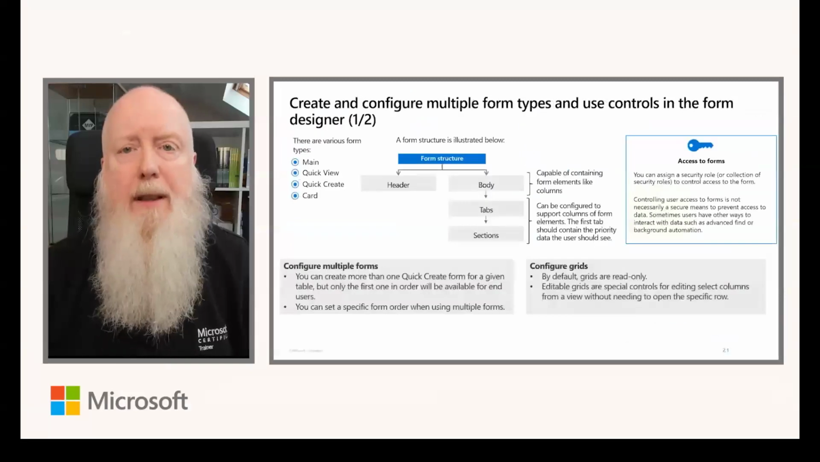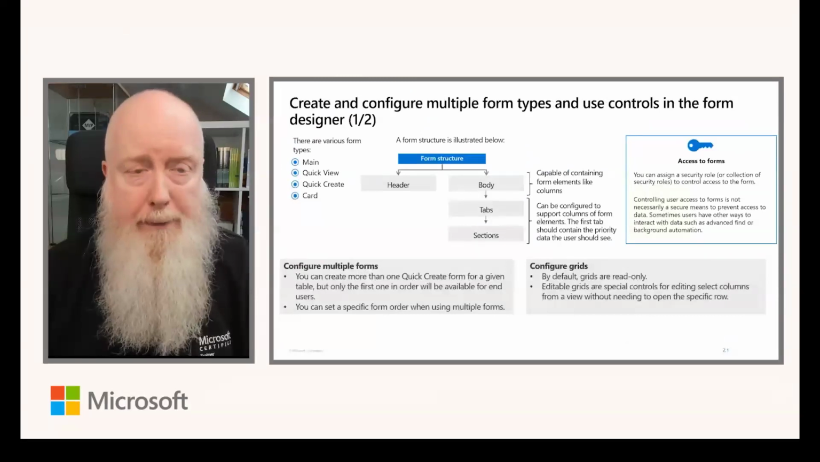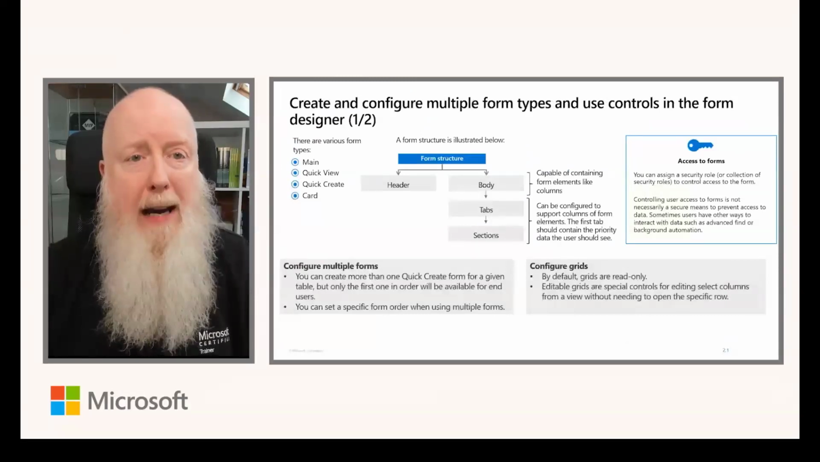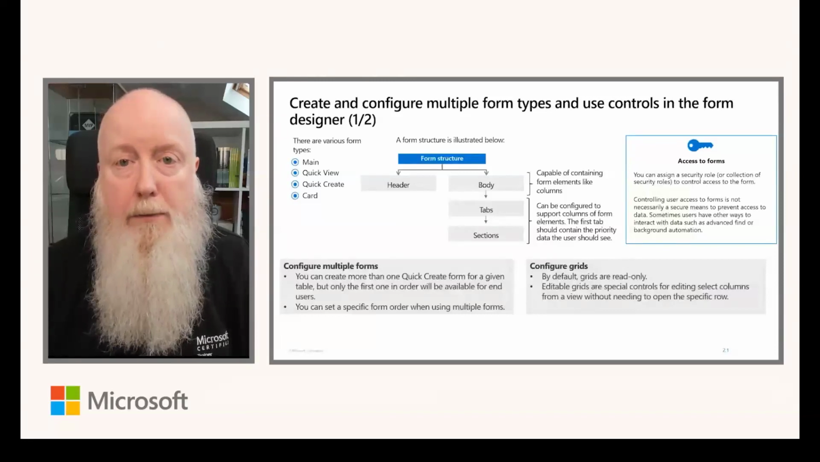So model-driven apps are based around our database data. And for every table, we have forms. There are four main form types. Main form, which is what's mostly used when creating and updating records.